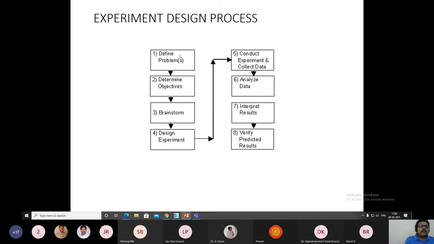So like that, you have to plan. This is common for any area, right? If you want to develop a new chemical, or a new process, or a new product, this is the general experimental design process.